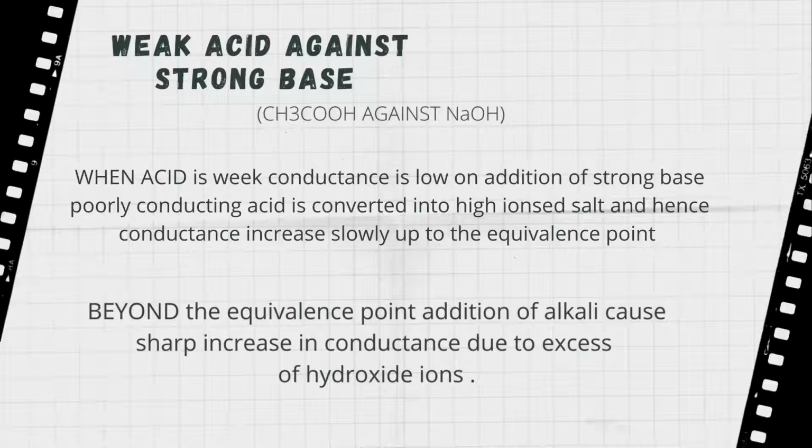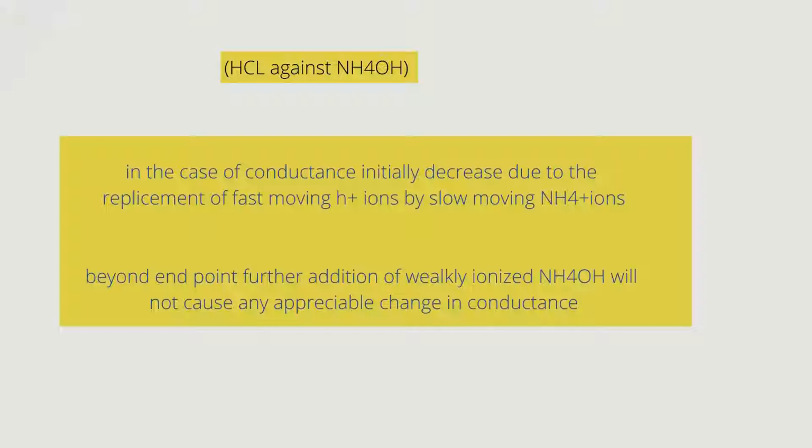Example number two, weak acid against strong base, CH3COOH against NaOH. It means acetic acid against sodium hydroxide. When the acid is weak, conductance is low. On addition of strong base, the poorly conducting acid is converted into highly ionized salt, and hence conductance increases slowly up to the equivalence point. Beyond the equivalence point, addition of alkali causes a sharp increase in conductance due to excess of hydroxide ions.